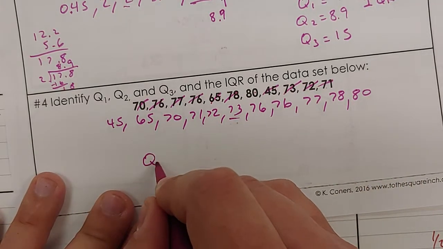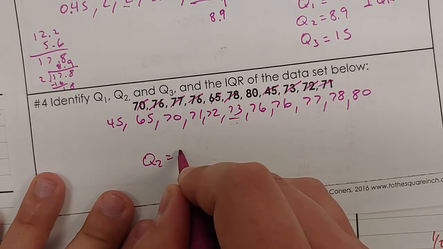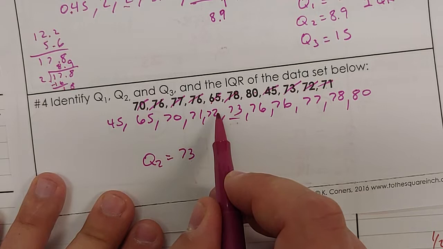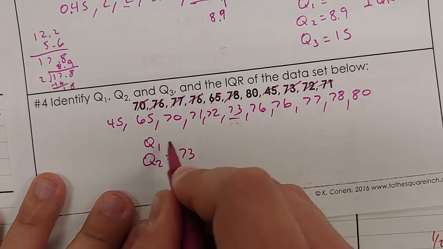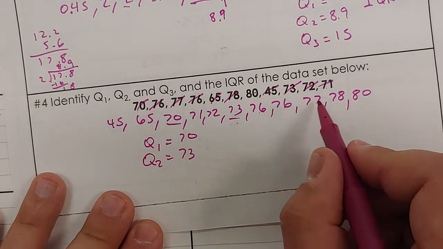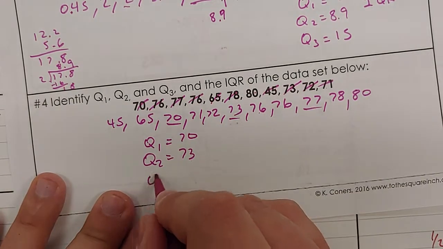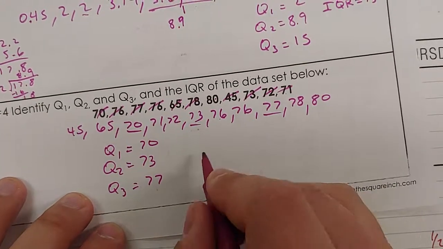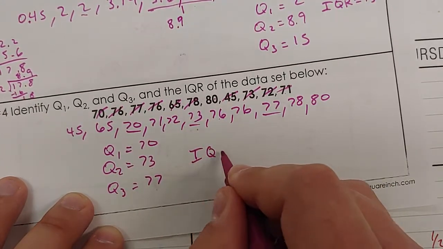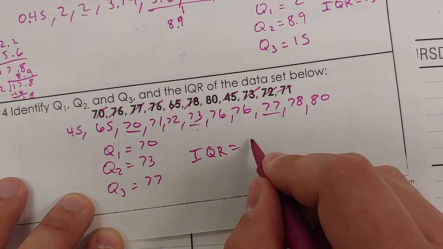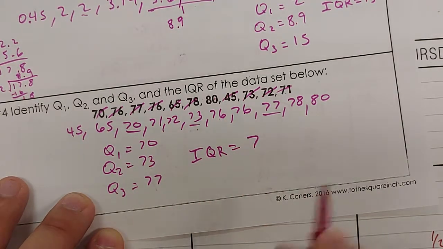So Q2 is 73. 1, 2, 3, 4, 5. Q1 is 70. 1, 2, 3. Q3 is 77. And the interquartile range, 77 minus 70, which is 7.